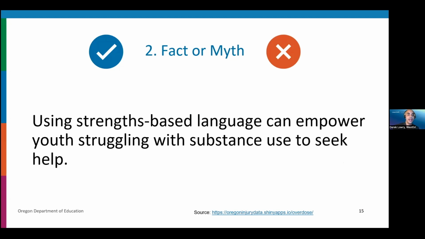The next statement: using strengths-based language can empower youth struggling with substance use to seek help. Do you think that this is a fact or a myth?